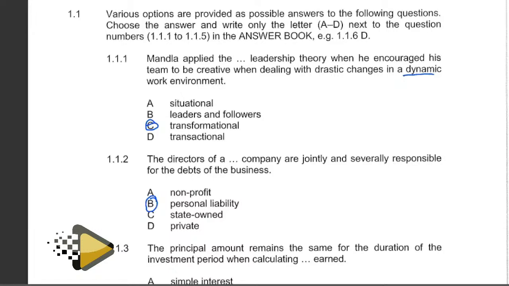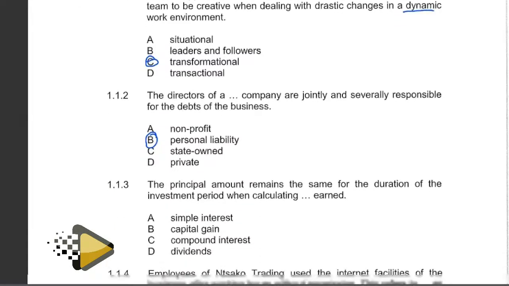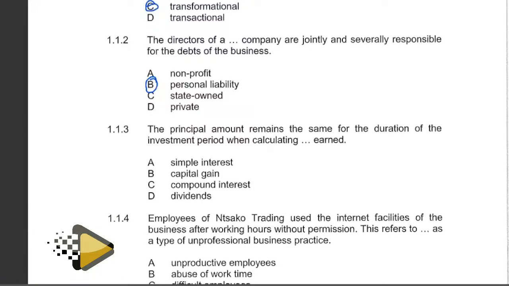Okay, right. So now let's move on to 1.1.3. 1.1.3 reads as follows. The principal amount remains the same for the duration of the investment period when calculating dash interest. So now, remember here, the interest that you are going to pay attention to is simple interest and compound interest.